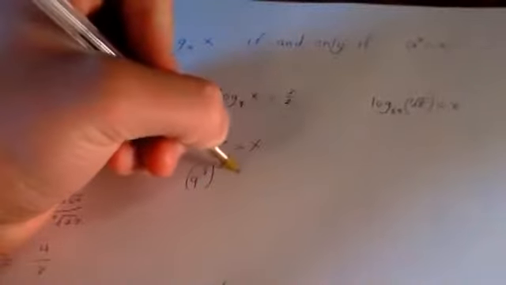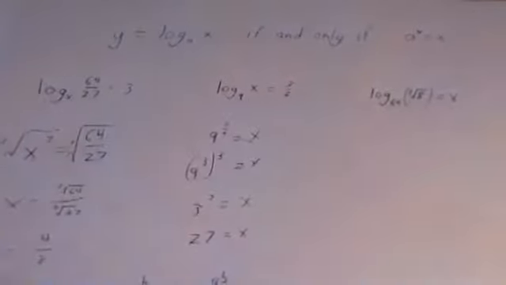Alright, so we've got 9 to the 1/2 to the cube, or to the third power, is x. And of course we know that 9 to the 1/2 means the square root of 9, which is 3. So we just have 3 cubed equals x, or 27 equals x. So that's how we solve that equation. Again, not too hard once we know how to rewrite it. Let's look at the third equation here now.